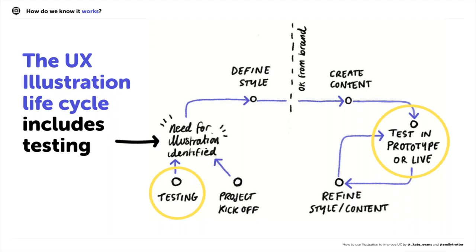Ideally, all illustrations should be tested in a prototype or live and should be iterated on just like any other form of UX design. As a side note, this diagram includes a reminder to get sign-off from a brand perspective as well. So from a practical point of view, if you're working with someone who owns a brand, it's important to get that sign-off after the style is defined, but before you produce all the content. So we've included that to be useful.